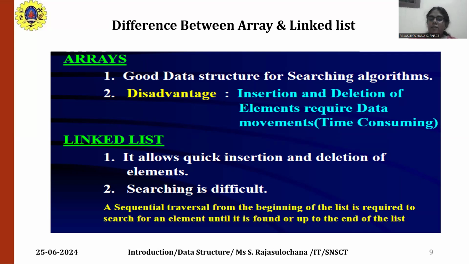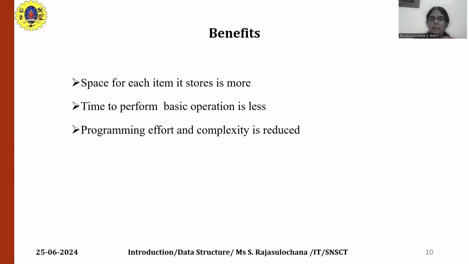A sequential traversal from the beginning of the list is required to search for an element, until it is found or up to the end of the list. So I hope you understand this. These are the main differences between array and linked list.